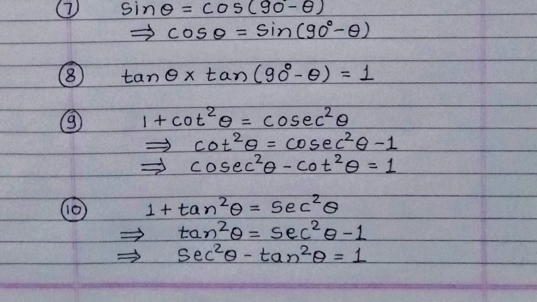Next, 1 plus cot square theta is equal to cosec square theta. Now see the interchange. Cot square theta is equal to cosec square theta minus 1, or cosec square theta minus cot square theta is equal to 1. Similar to that, 1 plus tan square theta is equal to sec square theta, or tan square theta is equal to sec square theta minus 1, or sec square theta minus tan square theta is equal to 1.